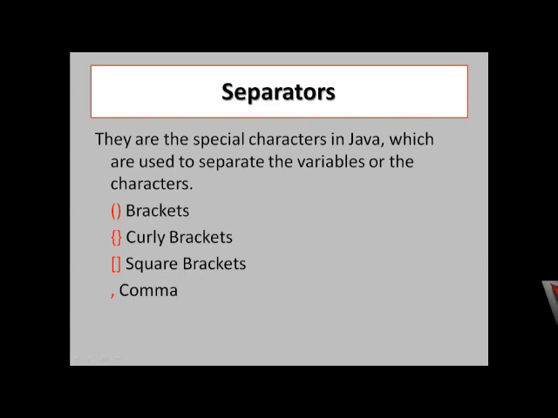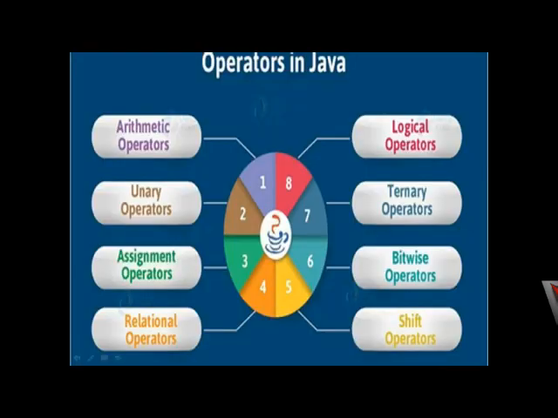Square brackets we haven't used yet, but we will use them later on in our programs. And the comma is used for declaring many variables of the same data type. Let's look at the next token.